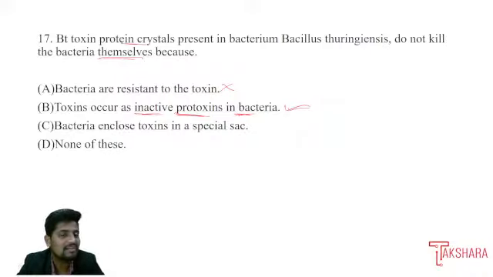There is a need of alkaline pH for the conversion of crystalline into soluble form. For the crystal to become soluble, there is a need of alkaline media, so that option is also correct. Bacteria enclose the toxin in special sacs, but such sacs storing the toxin are not present. None of the above does not apply, so option B is the correct one for question number 17.